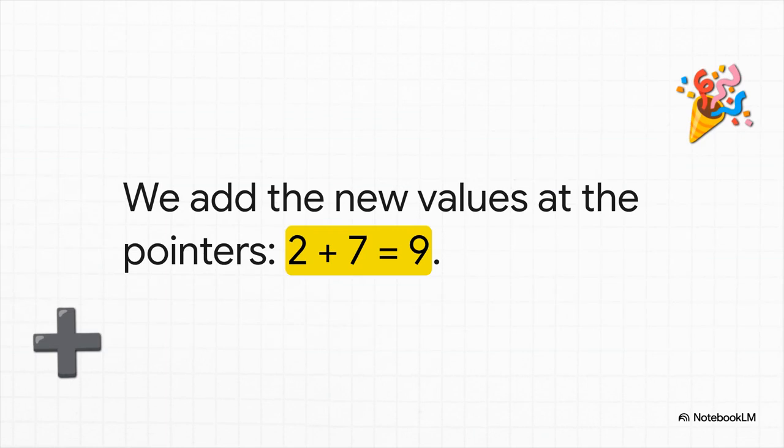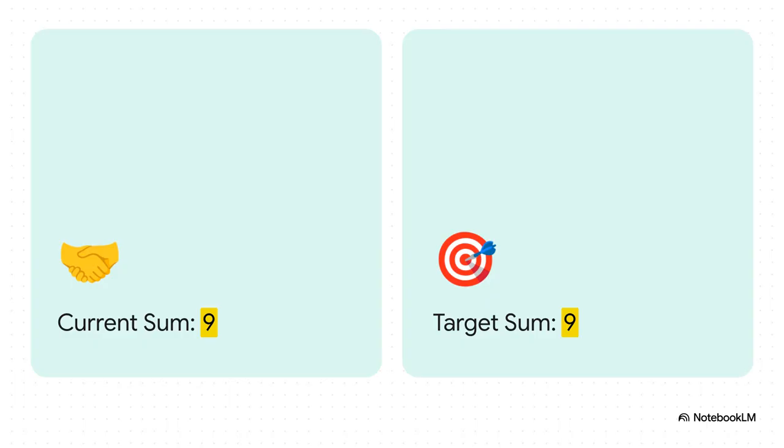All right, time for round 2. Let's do the check with our new positions. We add the values up again. 2 plus 7, and that equals 9. And there it is. Look at that. We compare our new sum, 9, to our target, 9. It's a perfect match. Bingo!